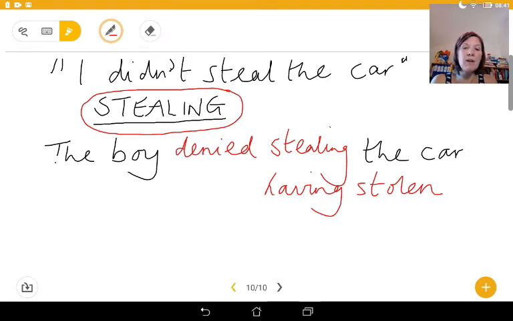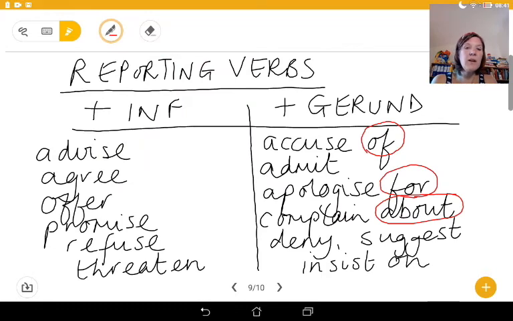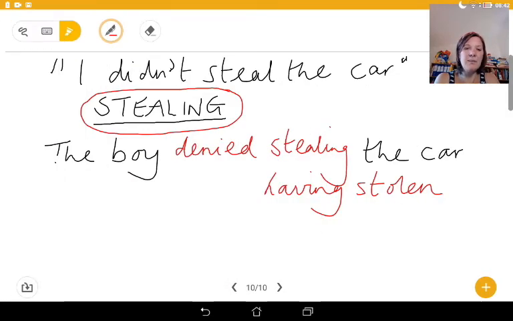Moving back to the previous slide, this would also be true of accuse of: "He accused the robber of having stolen the car." "She apologized for having stolen the car." Also with deny: "He denied having stolen the car." So remember that both of these forms are correct, either just with the gerund, or, like we said before, having plus the past participle.